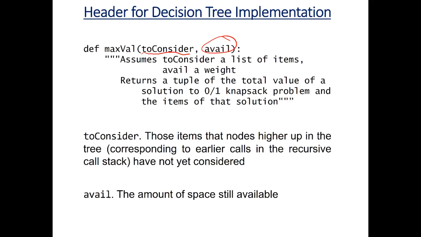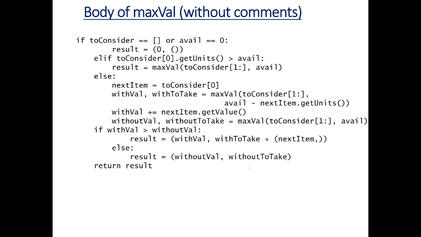We're going to be calling this recursively, and so at each call, these things will change. That's why I say the amount of space is still available, because on the recursive calls, it will not, of course, be the same as was available initially. Similarly, we'll be looking at the not yet considered items, which will change with each recursive call. All right, here's the body. Nothing very complicated here.